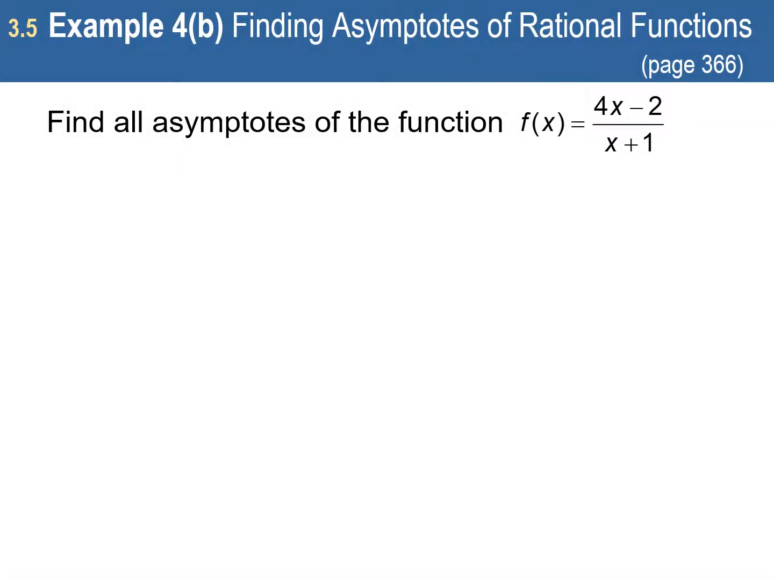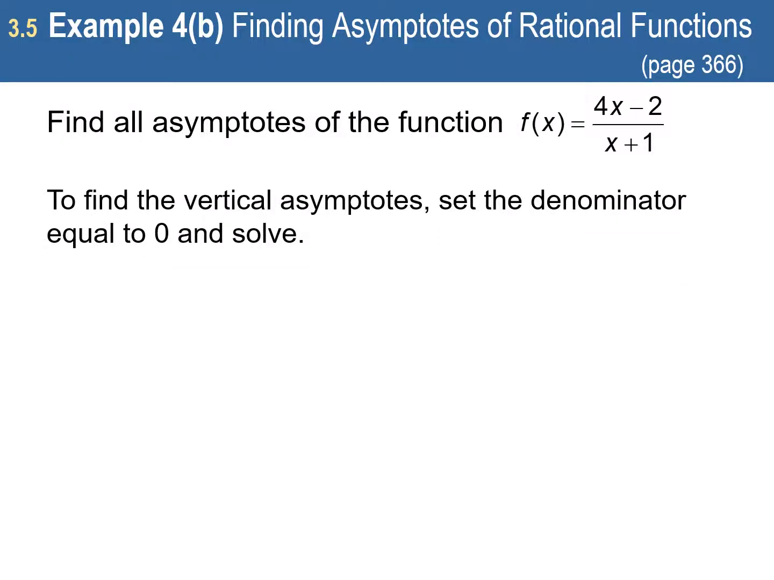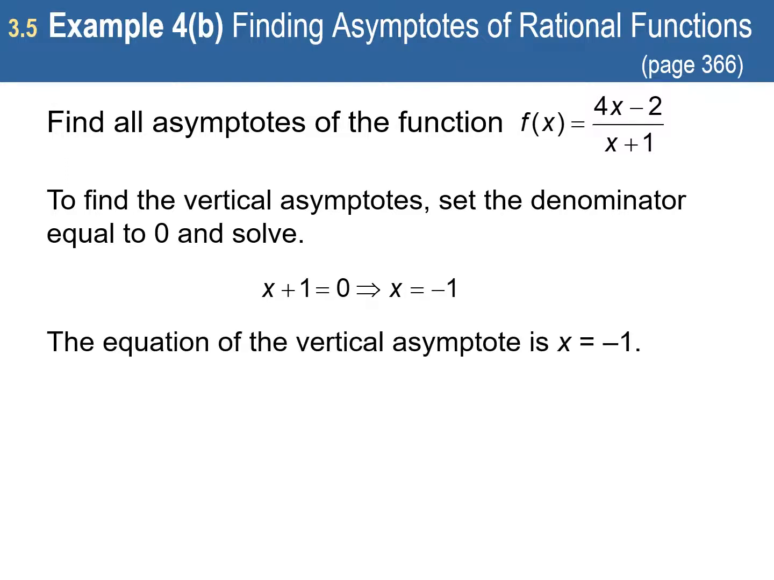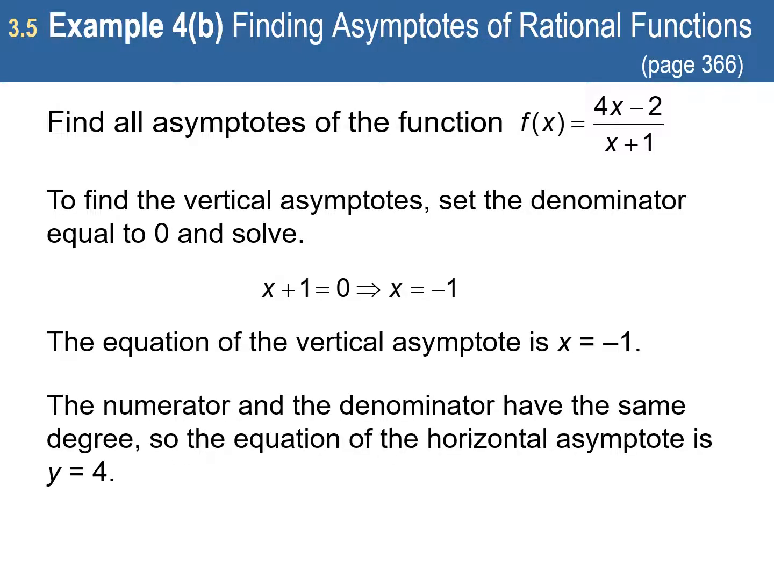I also want to find all asymptotes of the function f of x is 4x minus 2 divided by x plus 1. To find the vertical asymptote, you're going to set the denominator equal to 0 and solve. So I get x is equal to negative 1. So the equation of the vertical asymptote is x is equal to negative 1. To find the horizontal asymptote, since the degree of the numerator is equal to the degree of the denominator, you just look at the leading coefficients. So y is equal to plus 4.